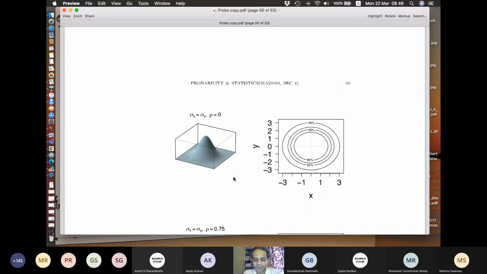Hello? Do you know what a contour plot is? Anyone?